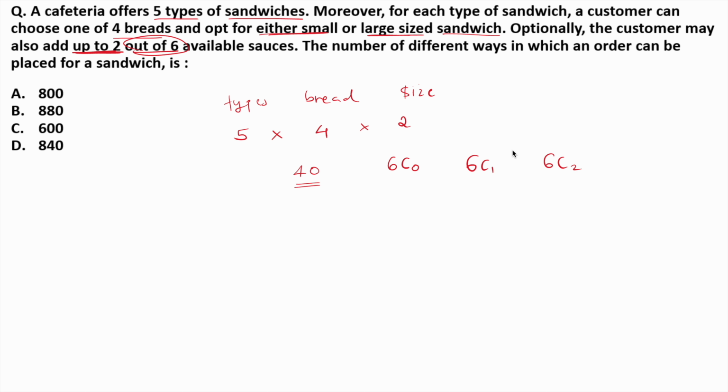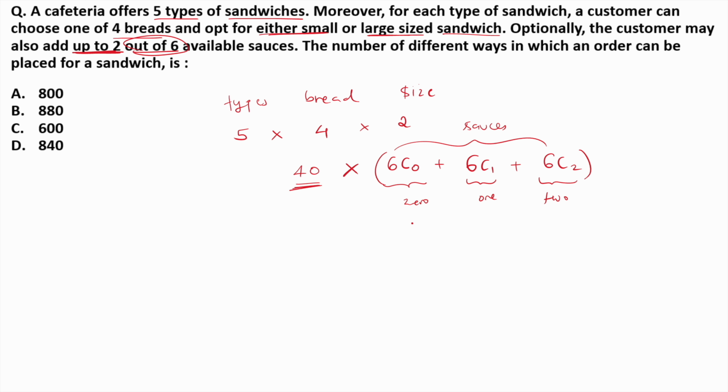So the total number of ways to select the sauces could be either 0 sauces, that's 6C0, okay, or exactly 1 sauce, that is 6C1 ways, or exactly 2 sauces, that's 6C2 ways, either 6C0 or 6C1 or 6C2. So 6C0 plus 6C1 plus 6C2. This is the total number of ways to select all the sauces, right? So the sandwiches can be selected in 40 ways and the sauces can be selected in 6C0 plus 6C1 plus 6C2 ways. The total number of ways to make the sandwich would be 40 multiplied by (6C0 plus 6C1 plus 6C2).